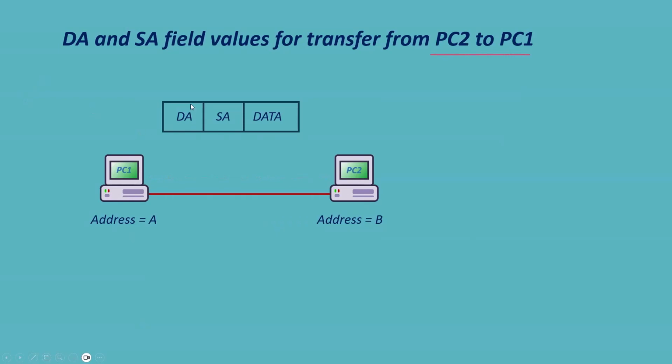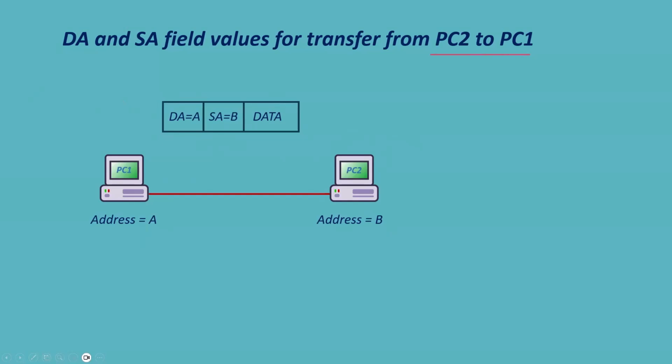Now, what is the value of DA, destination address? PC2 wants to send to PC1. So destination address has to be A, right? So we put it as A. And since PC2 is sending it, this is the source address. It will put its own address B in here. Source address has to be B. And then, of course, data is data.